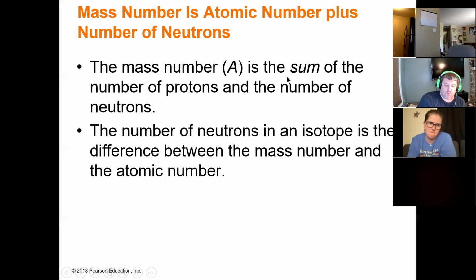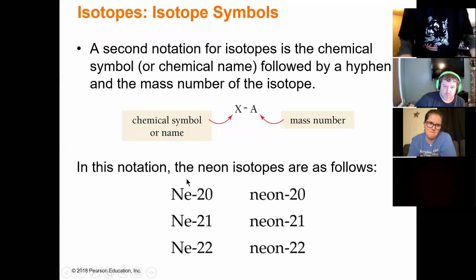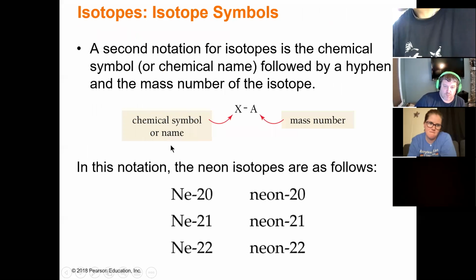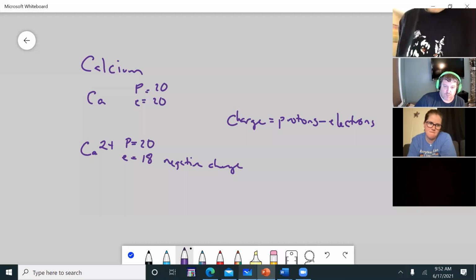So the mass number A is always going to be the sum of the protons and the neutrons. So if I tell you, hey, I'm dealing with neon 20, how many protons and how many neutrons? You can easily tell me, well, neon has to have 10 protons, so the remaining number needs to be the neutrons. So let's go ahead and do that for another isotope.